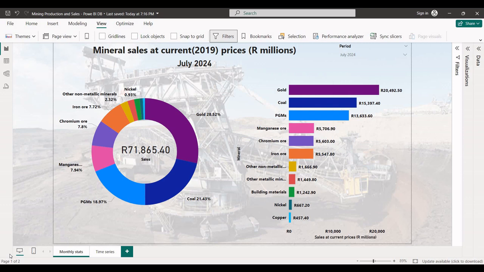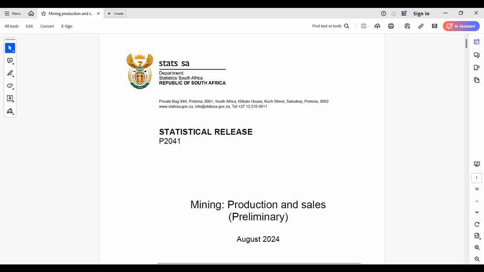Hello, today we'll be looking at a Power BI report on mineral sales at current prices. So this report is based off of the statistical release P2041 Mining Production and Sales by Statistics South Africa, Stats SA. And as of this recording, the latest release for this was in August 2024.